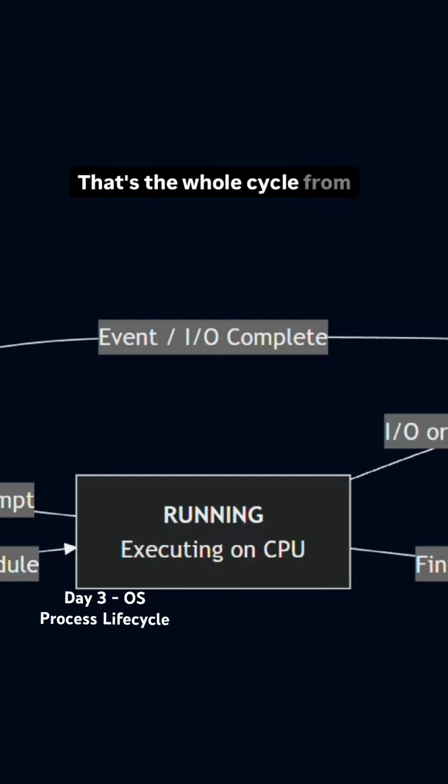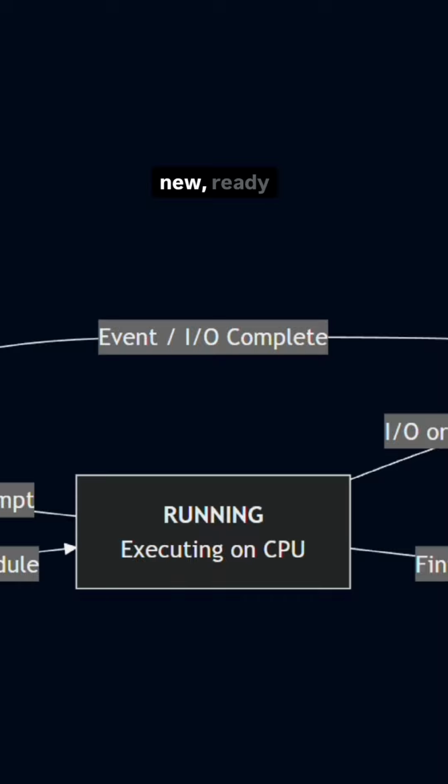That's the whole cycle: from new, ready, running, maybe waiting, and back to ready, and eventually terminated after the process has been completed. This is how the process life cycle works.